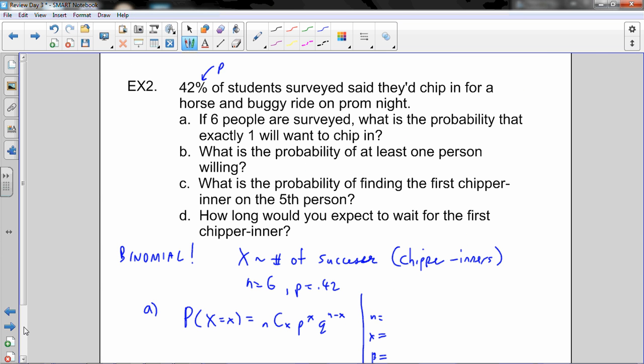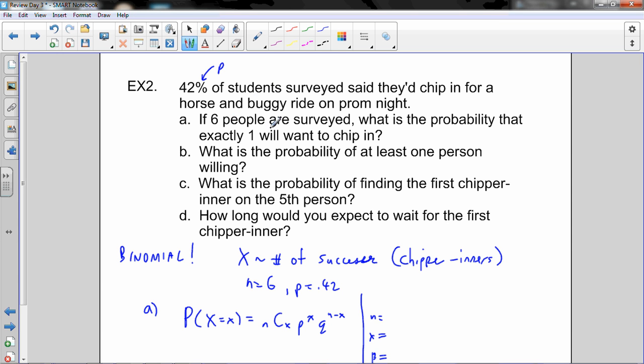Next, I think, is, and again, pause the video if it's going too fast. 42% of students surveyed said they chip in for a horse and buggy ride. When you see that percentage, you should see that as a probability, and that should lead you in a certain way to which formula. Well, which ones have probabilities in them? The binomial one does, and so does the geometric formula. We'll get to that in a second.